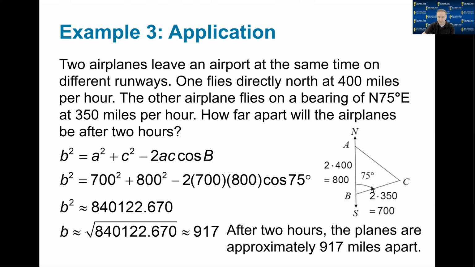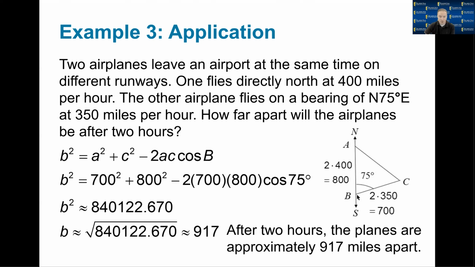So this angle right here is 75, and we know that they're going at 350 miles per hour. We're asked how far apart the airplanes will be after 2 hours. So I just did a little simple distance equals rate times time. This one was going north at a rate of 400 miles per hour for 2 hours, so the vertical distance here is 800. This diagonal distance, at the direction of 75 degrees east of north, we know it's just 350 times 2. That's a distance of 700.